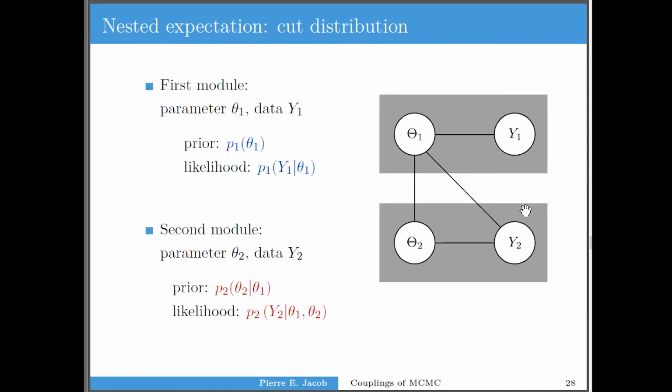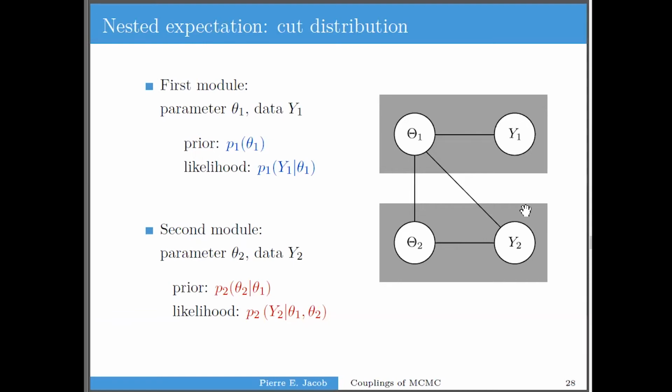I'll give some examples. The first example has to do with a distribution sometimes called the cut distribution. So imagine you're doing Bayesian inference in a model that is made of two different components. A component with prior p1 on the parameter θ1, and a likelihood p1 of y1 given θ1. And there's another model with parameter θ2 and data y2. But the definition of the second model involves a value of θ1.